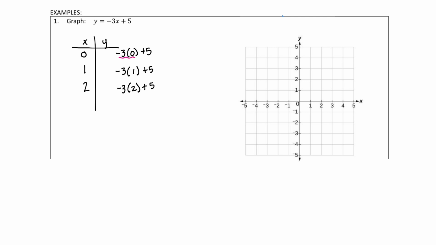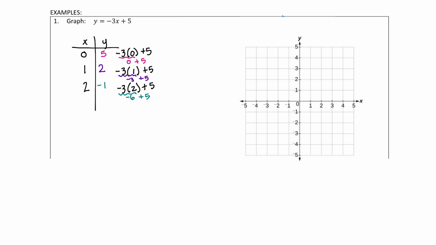Negative 3 times 0 is 0. 0 add 5 is 5. Negative 3 times 1 is negative 3. Negative 3 add 5 is 2. Negative 3 times 2 is negative 6. Add 5 is negative 1. Okay, I have 3 points.